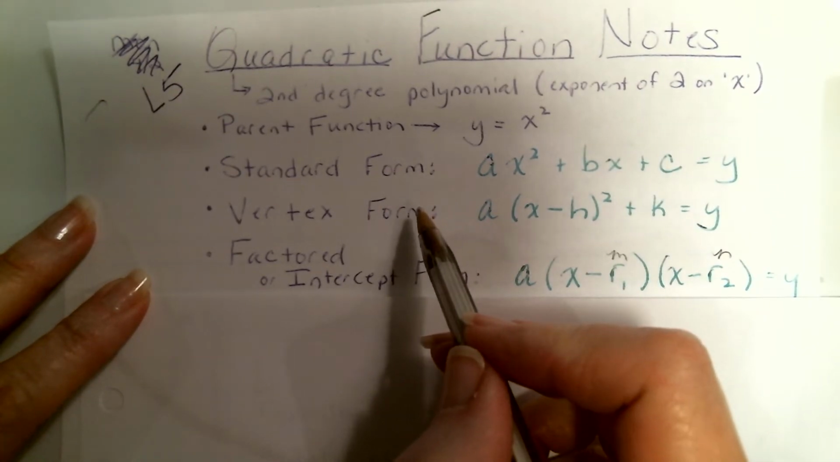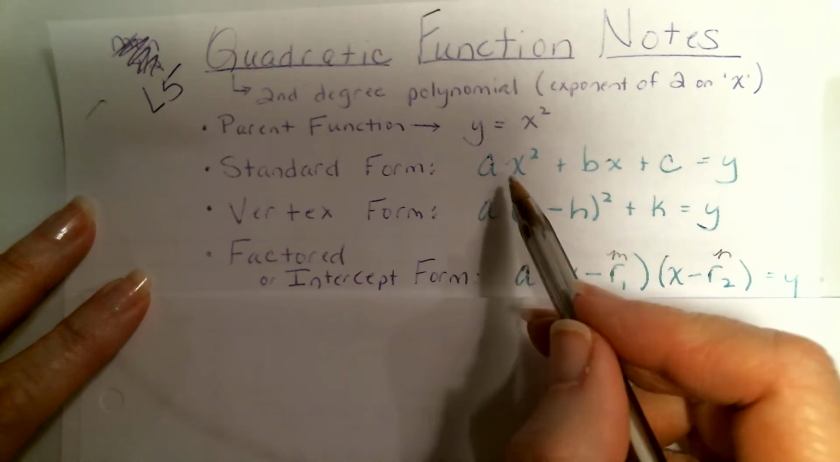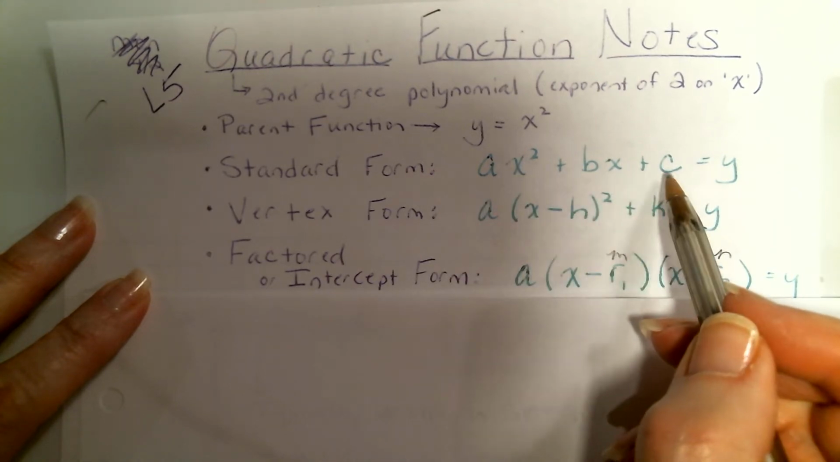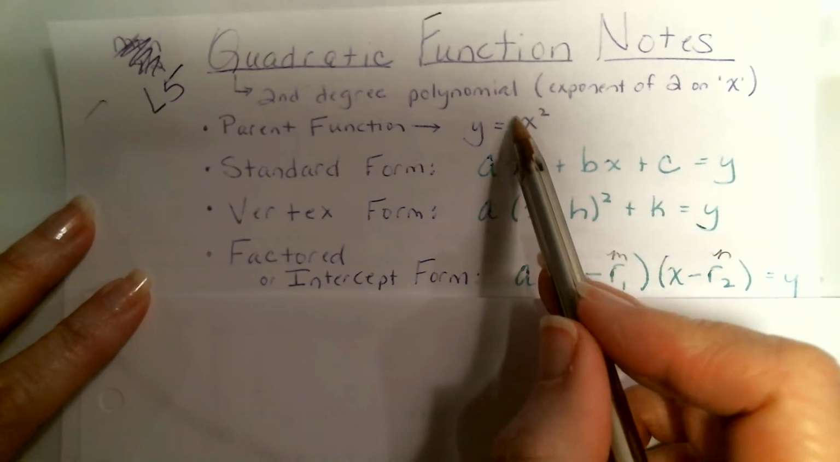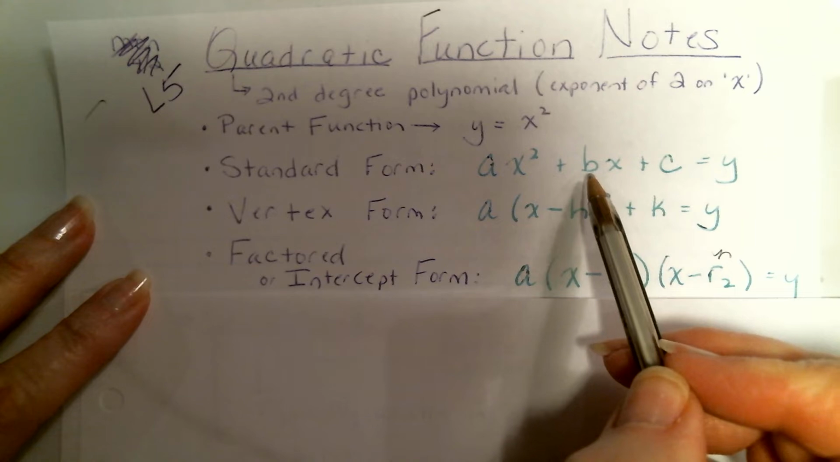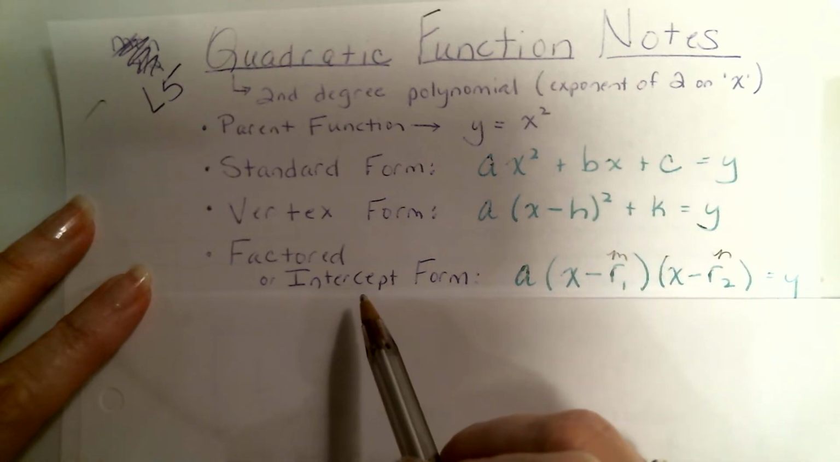So standard form is ax squared plus bx plus c equals y, right? So if we think about up here, well, a is 1, b must be 0, and c must be 0, right?